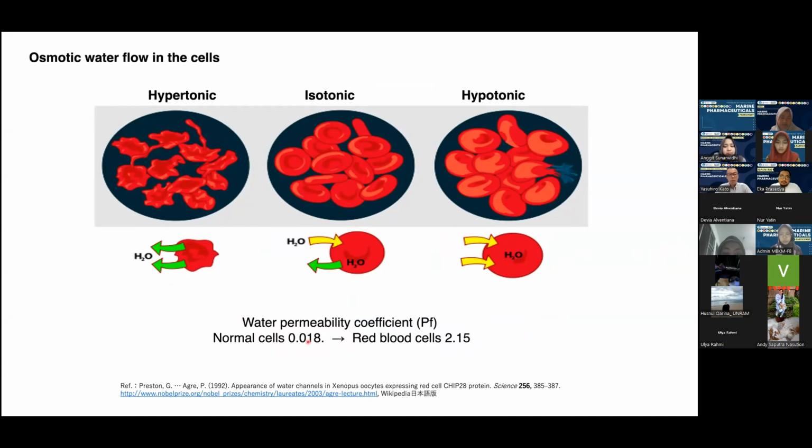A normal cell has a small water permeability coefficient of 0.0181. However, the red blood cell has very high permeability to water. So when the red cell is put in a hypertonic solution, the water goes out and the red cell is destroyed. When it is put in a hypotonic solution, the water goes into the cell and the cell keeps expanding.